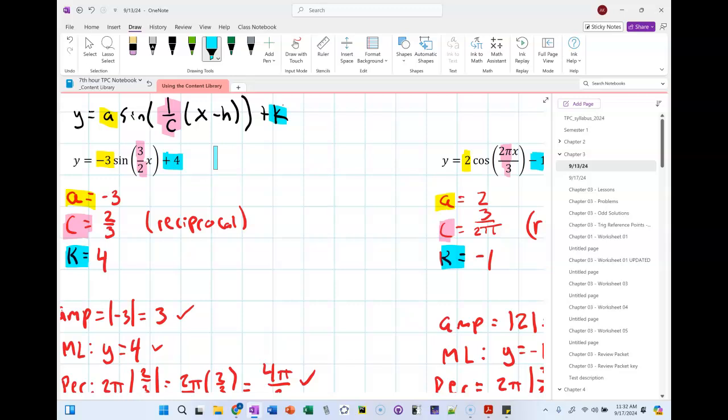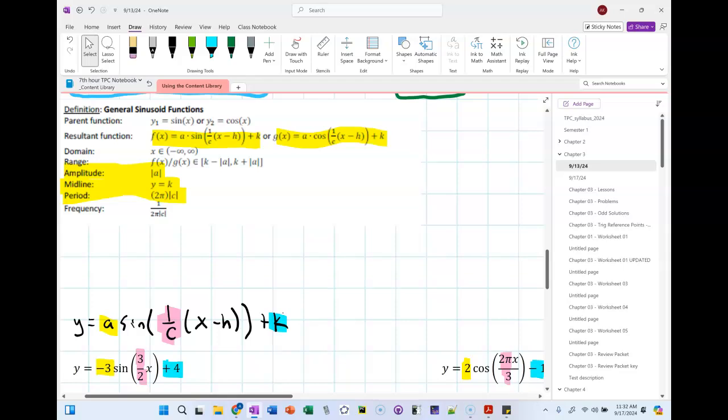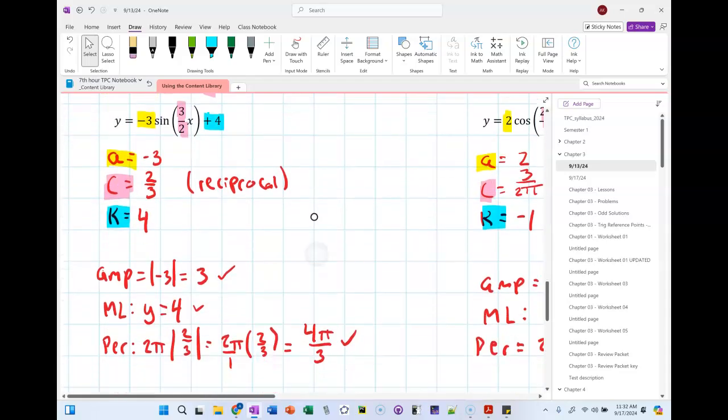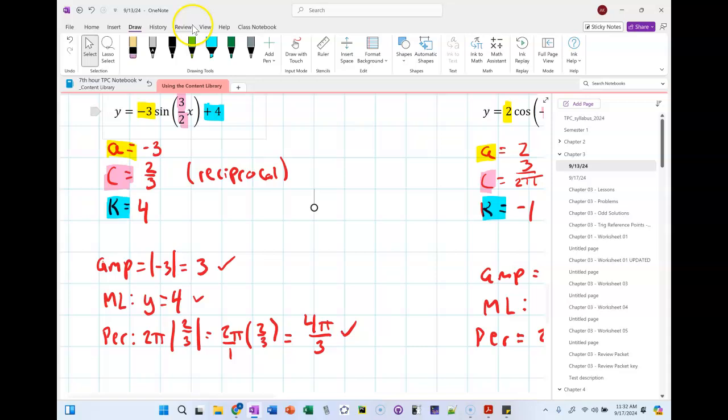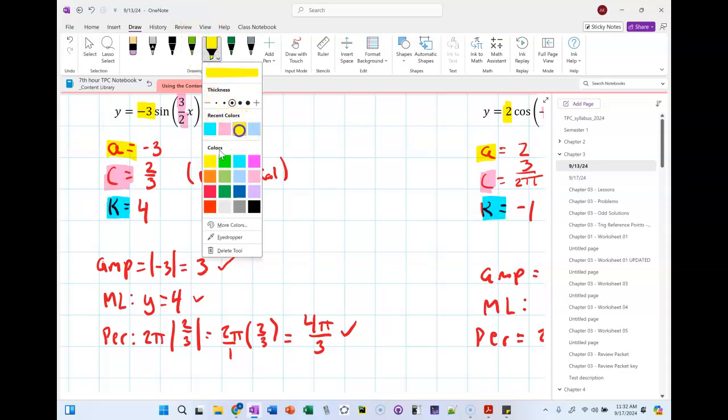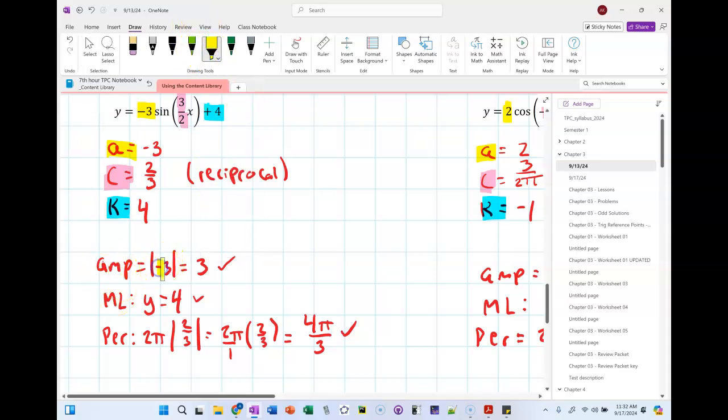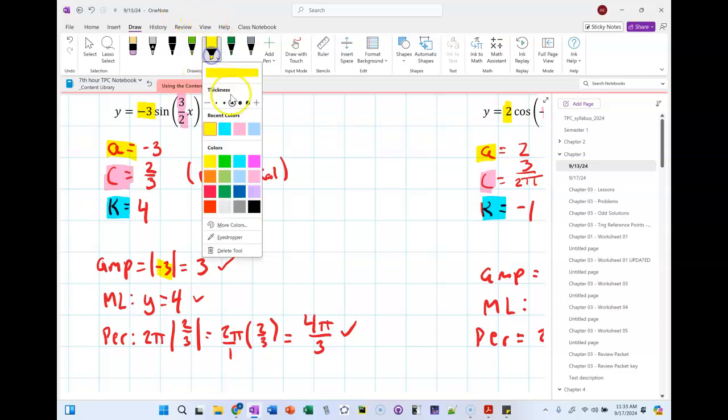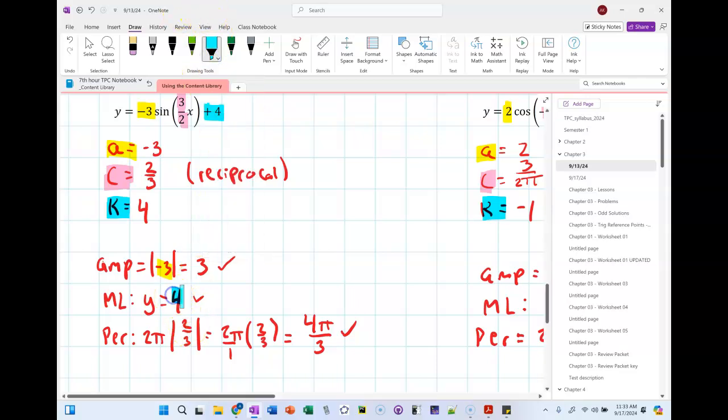Now that I've identified my a, c, and k, I can use my equations up above to find my amplitude, my midline, and my period. So I know that the amplitude is the absolute value of a. So the amplitude is just the absolute value of -3. Well, that's just 3. The midline is y equals k. Well, my k is 4, so my midline is y equals 4.